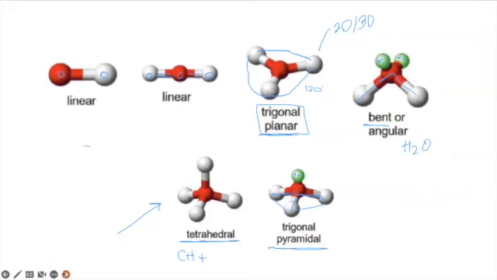So you might be a little confused, and that's okay. This is just an introduction. We'll revisit this later. But I needed to introduce it before I introduce the next idea of polarity.